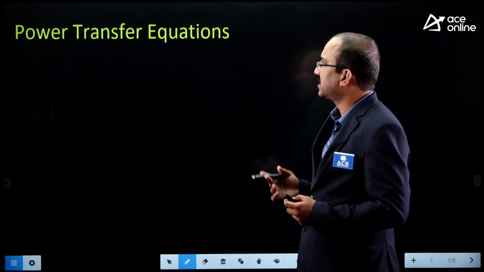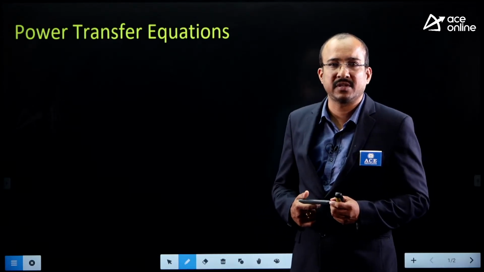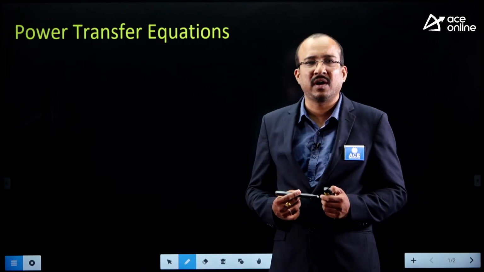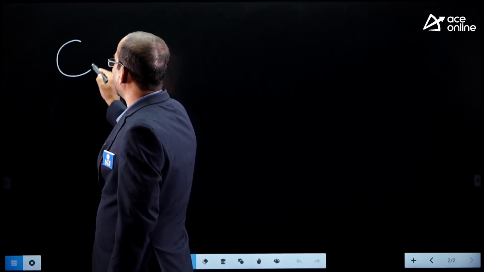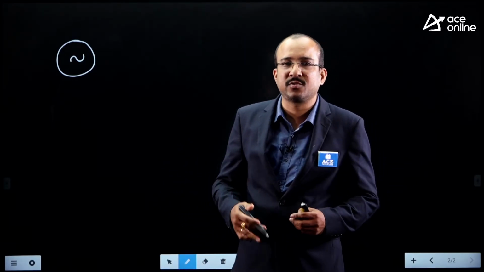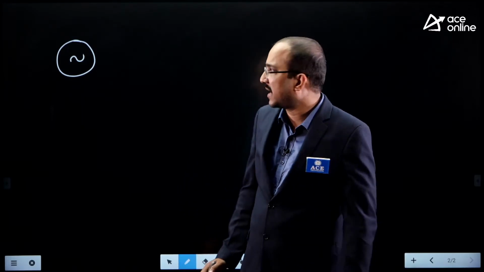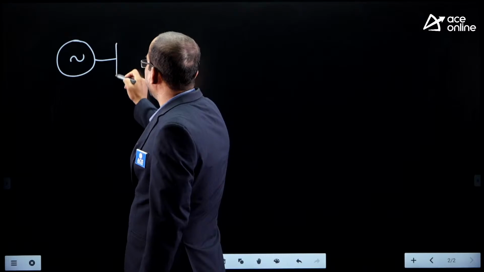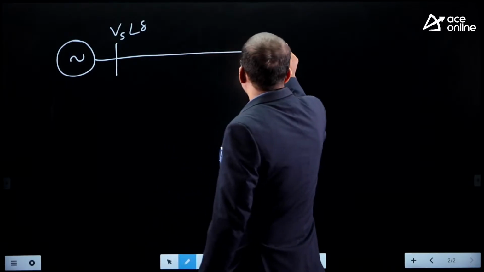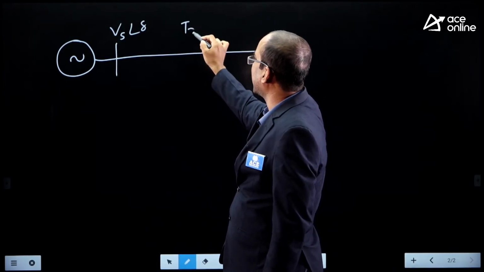Here we are going to discuss power transfer equations in the case of a transmission line. Before going into the details, let us observe that power generation takes place at a remote place. Hydel plants or thermal plants are located at remote places, so whatever power is generated is to be transmitted using the transmission line. Here the sending end voltage is Vs at an angle of delta, and the power is being transmitted using the transmission line.